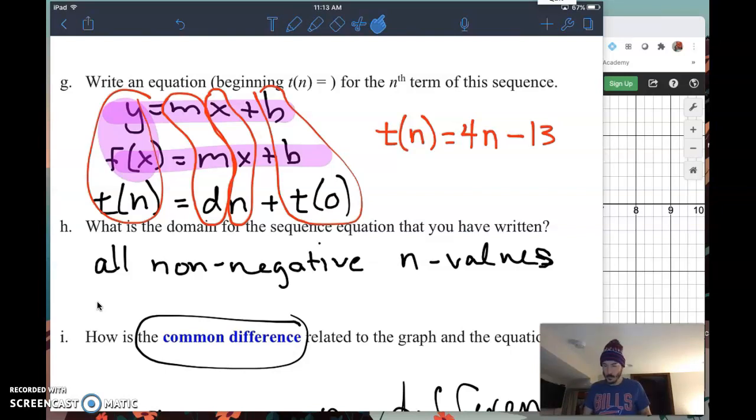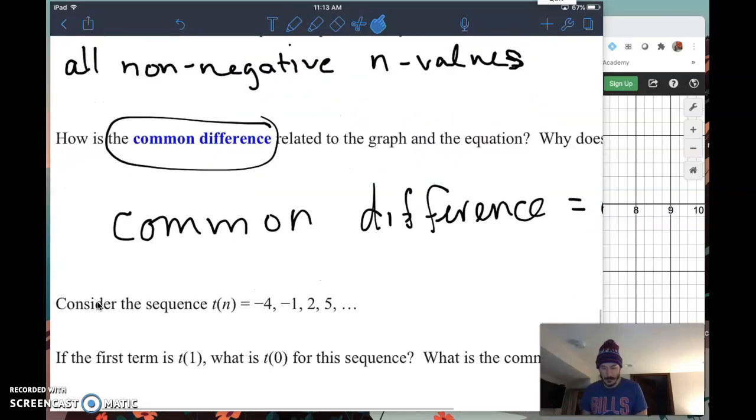When we count physical items, which is what a list creates for us, we don't count negative items. Okay, so we have to have all non-negative n values here, and that is how to put it. That's a bigger idea to understand. That's one we're going to continue to unpack as we move forward.